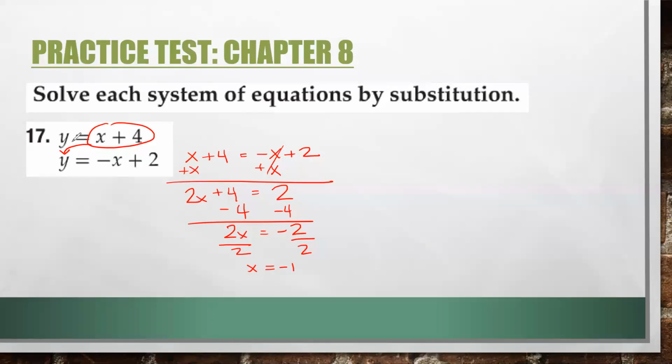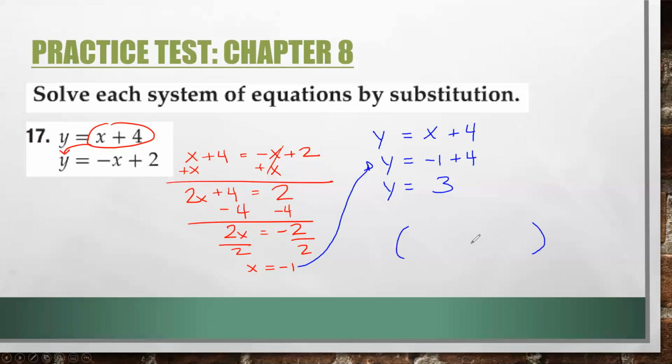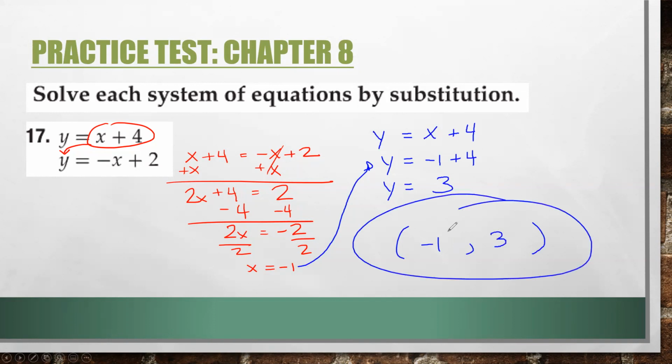Okay, so now I know what x is. Now I need to figure out what y is. So I can take either one of these equations and substitute negative 1 in for x, and then get my solution. I'm just going to take the top one, y equals x plus 4. So I'm going to substitute negative 1 in for x. So I get y equals negative 1 plus 4, which would be positive 3. And remember, your answer should be written as an ordered pair. So the x value is negative 1, and the y value is positive 3. And that's your final answer.